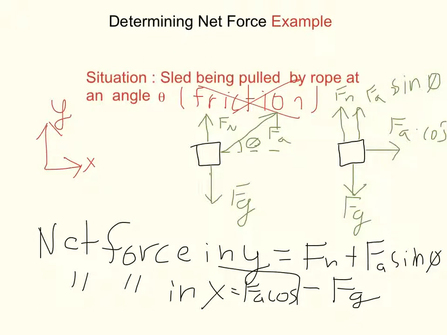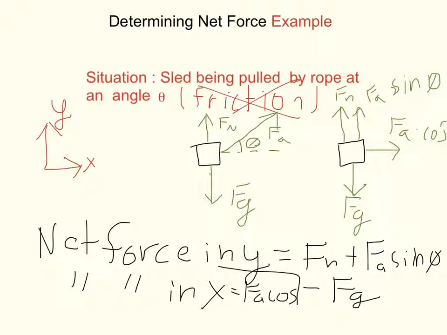In the y direction, it's not as clear as to what's going on because I have three forces at work here. Two that are pointing up, one that is pointing down. If all of these forces added up to 0, it would mean I would have no net force in the y direction, therefore I would not be accelerating in the y direction.